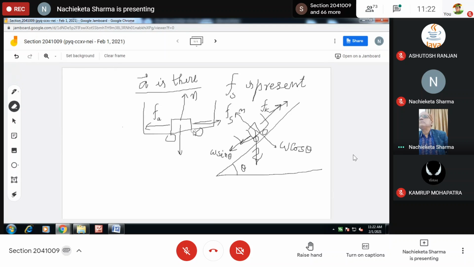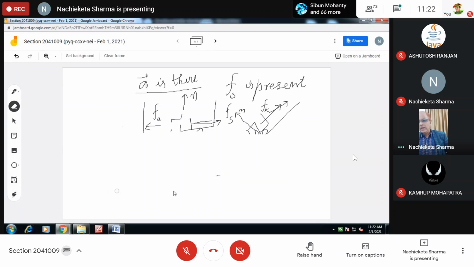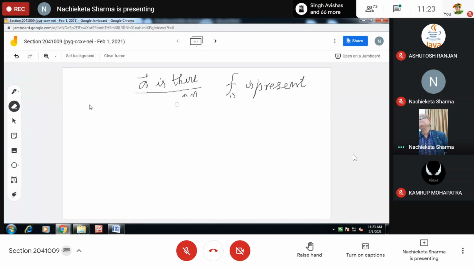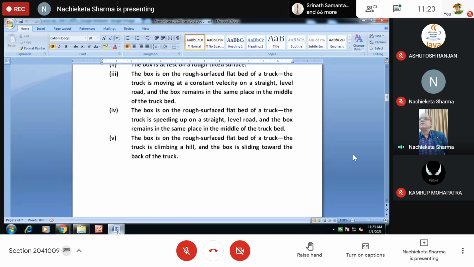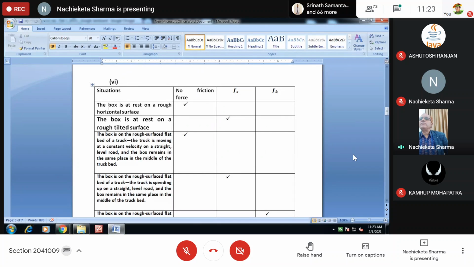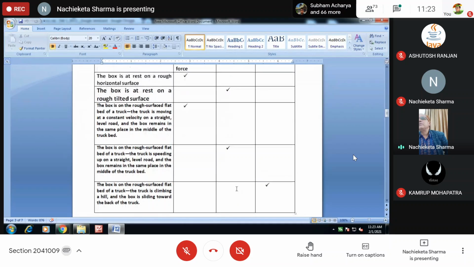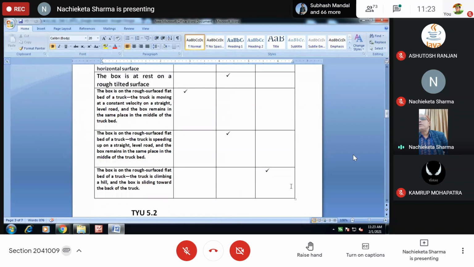Now, I will give you the assignment exercises. You will take a screenshot and then I will present a summary of whatever we have learned in chapter 5. Then we will go to chapter 6. Okay. So, the assignment exercises. The first bit is no frictional force. Second bit, force of static friction. Third bit, no frictional force. Fourth bit, force of static friction. And fifth bit, force of kinetic friction.